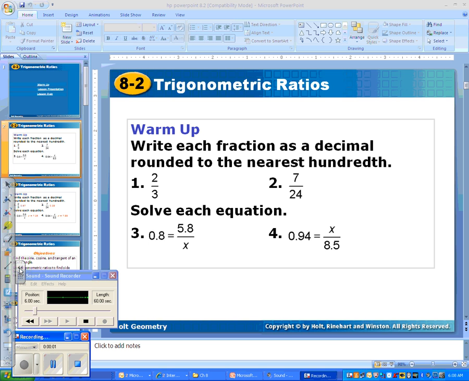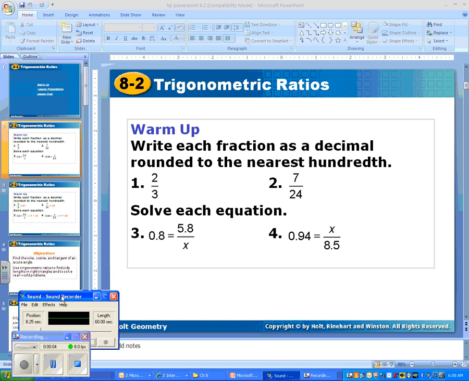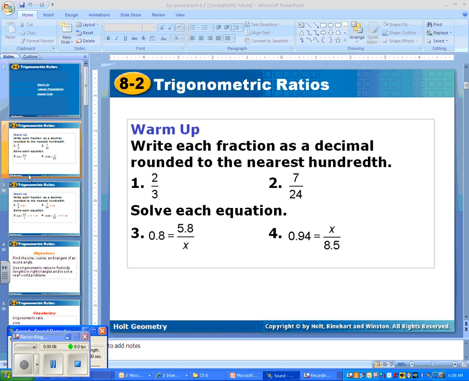Okay, 8.2, we start talking about trigonometric ratios, and trigonometric is a hard word for me to pronounce, and you know me, I'm lazy, so we're going to shorten that to trig ratios. So trig is the same word as trigonometric.